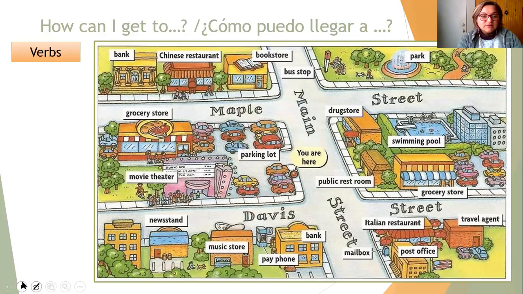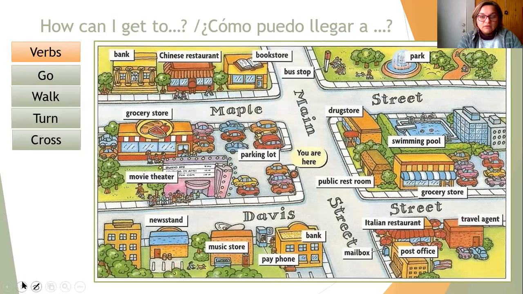We need verbs. For example, go, walk, turn, and cross. And in the class you told me, go was ir, walk, caminar, turn, girar, and cross. If there is a street, you cross the street, cruzar la calle, okay?